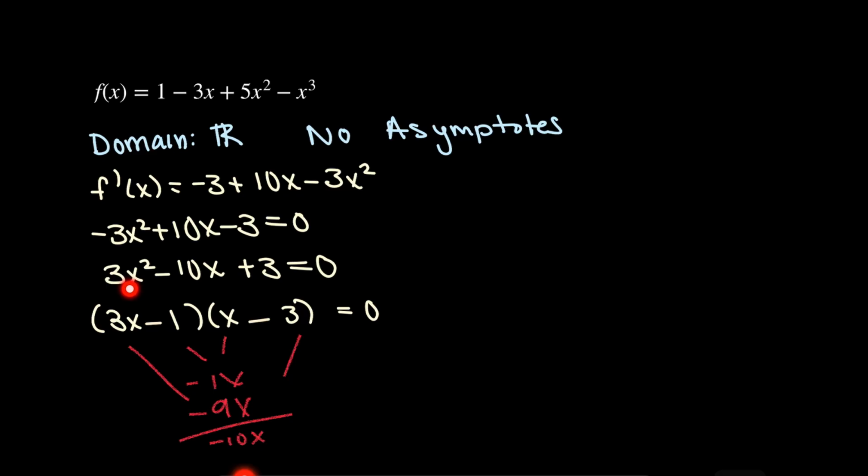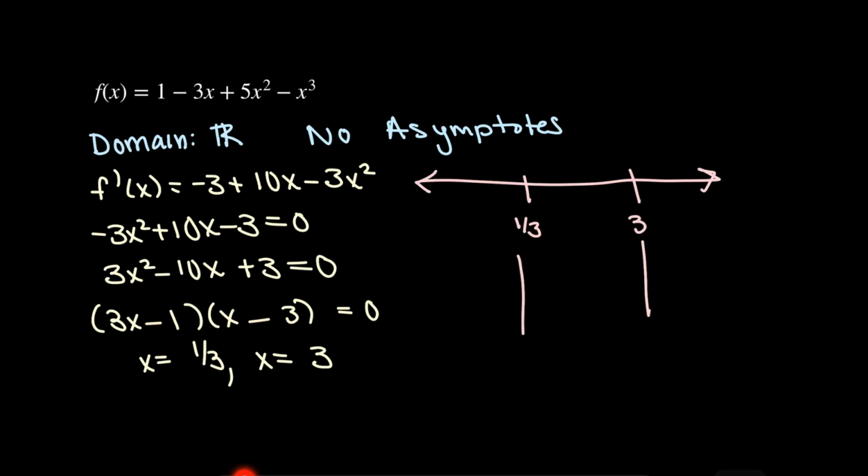But 3x squared has to be 3x and 1x. And then that constant 3 tells me I have to have a 1 and a 3. And so let's see, my inner term would be 1x, outer term would be 9x. If I make both of those negative, that does add up to the negative 10x that I need in the middle. So if I set each of those factors to 0, I get two critical points. One at x equals 1/3, and the other at x equals 3.